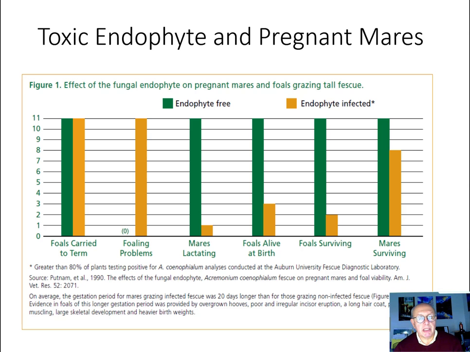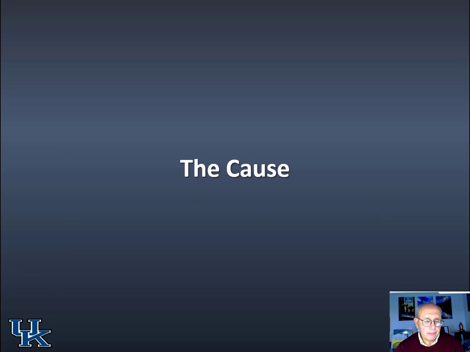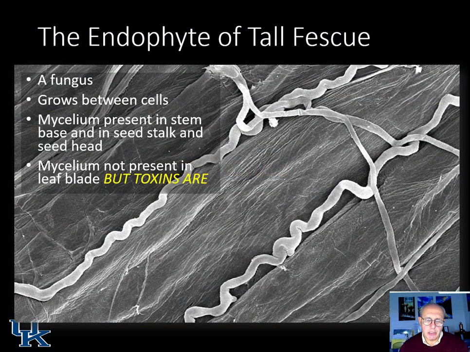This is some work that was done in Alabama looking at the effects of fungal endophyte on pregnant mares and foals grazing tall fescue, and you can see that there were some significant negative effects: a lot of foaling problems, no milk in the mares, foals that were born dead, low foal survival, and even some mare death. So now we know that the fescue endophyte is the cause. We know it causes lots of animal issues, so let's talk about the cause.